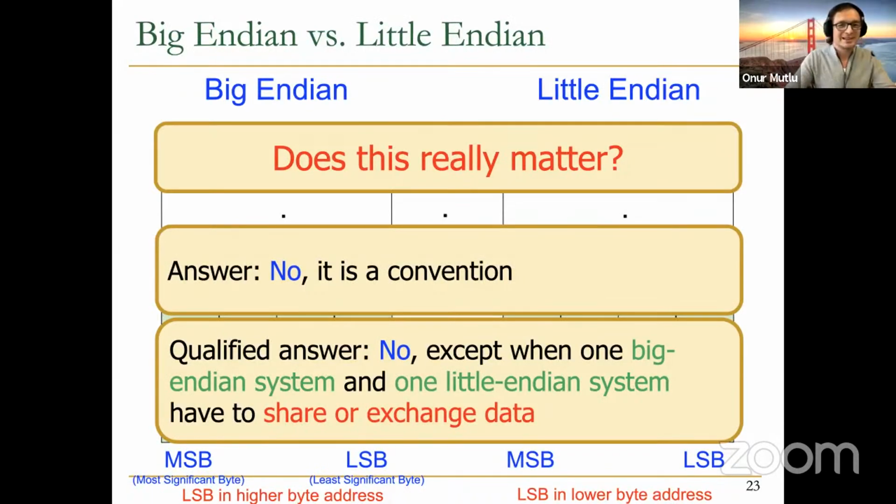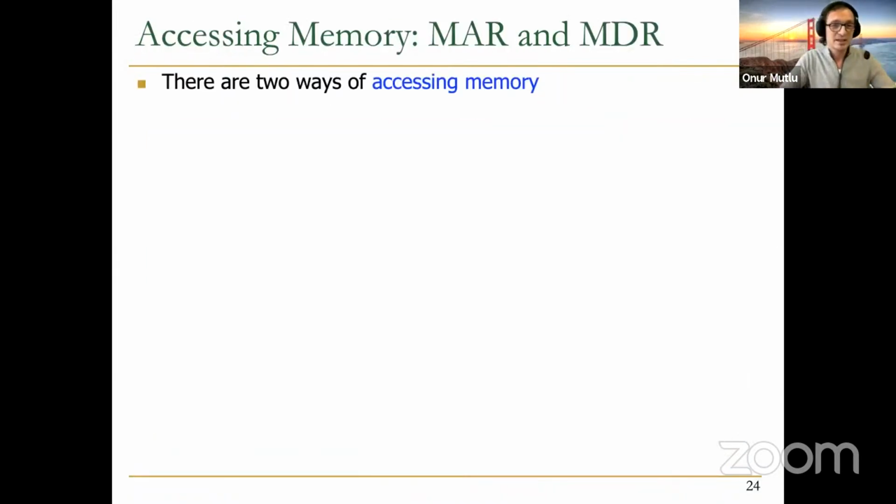Okay, so we're done with the big endian, little endian. You will probably dwell on it a little bit, and when you write programs, you will see why you need to care about it. Now, let's talk about accessing memory. We're still talking about memory, issues related to memory. And we're going to introduce two registers, memory address register and memory data register. But before that, let's talk about how we access memory.